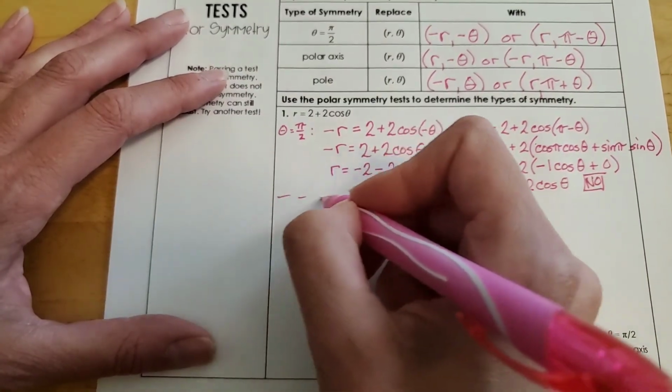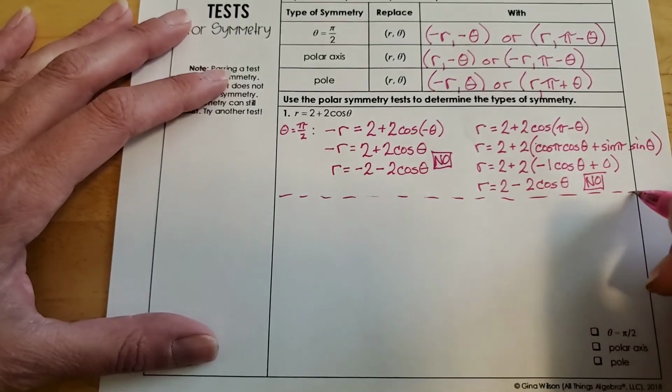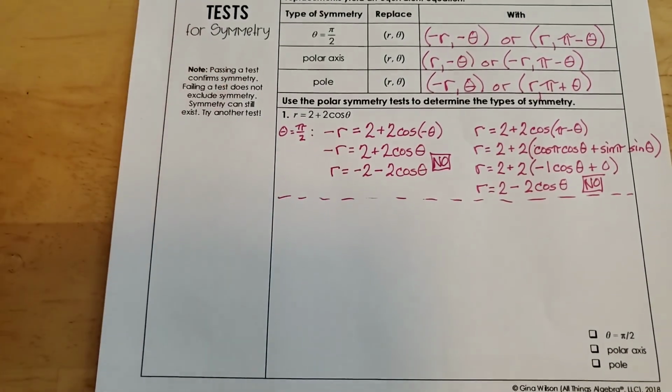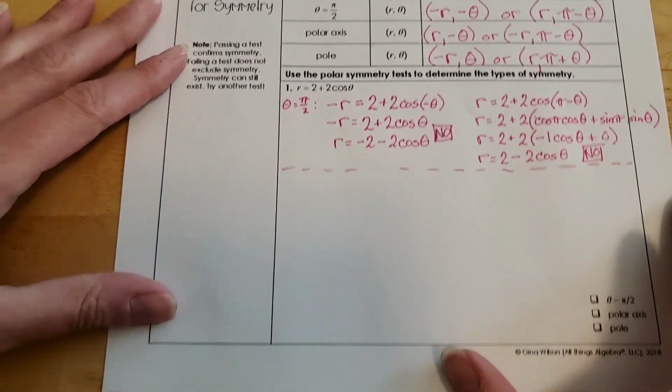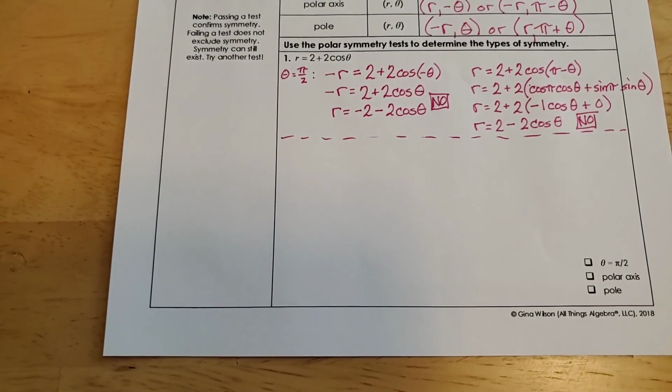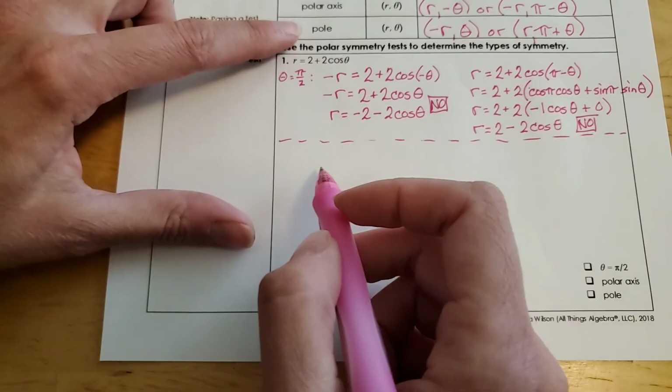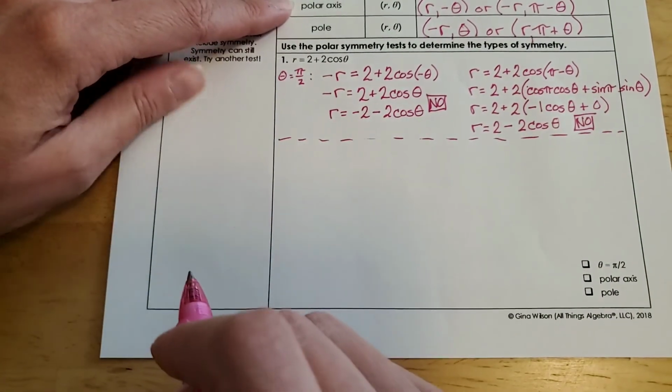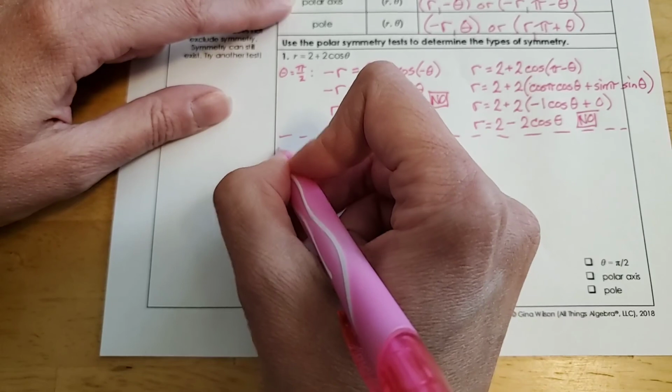So there is no symmetry across the line theta equals pi over 2. So I'm going to move to the next one. And you can have more than one symmetry. So you need to take care there. And you do need to test all of them. So next we're going to test the polar axis.